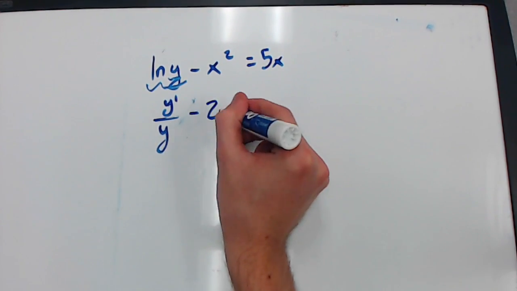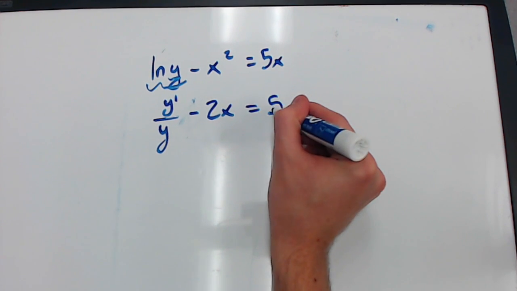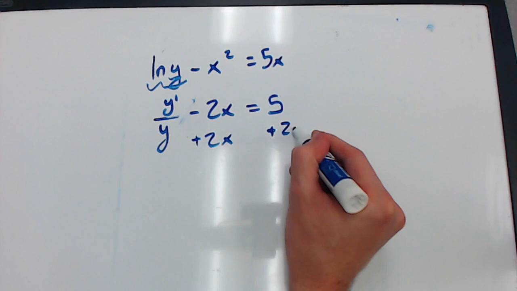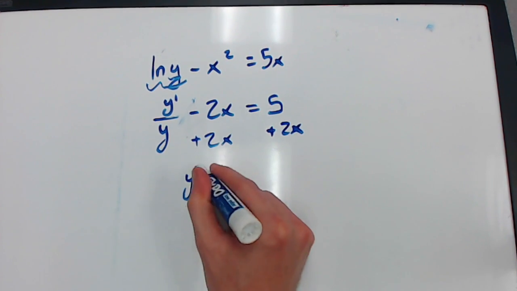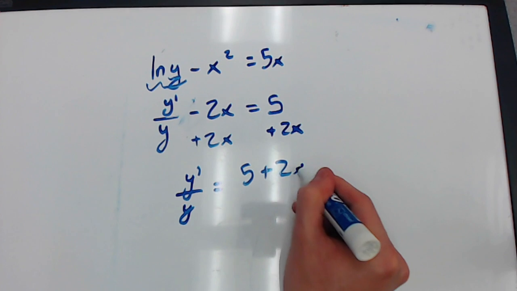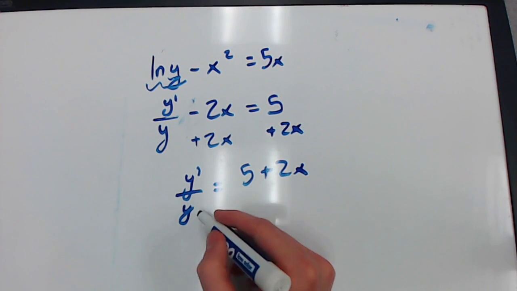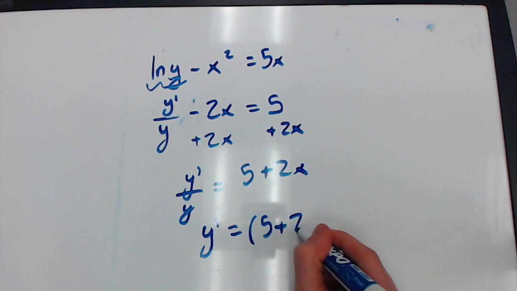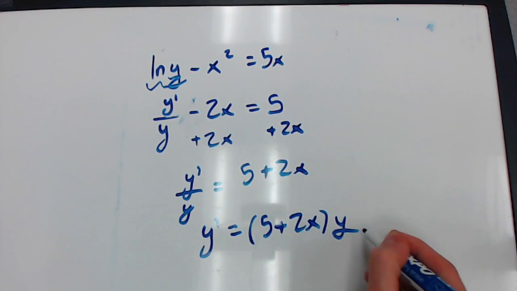Now minus 2x is equal to 5. So we're going to go ahead and add 2x to both sides to isolate our y prime. We'll get y prime over y is equal to 5 plus 2x. And now you can multiply y to both sides, and we'll get y prime is equal to 5 plus 2x times y.